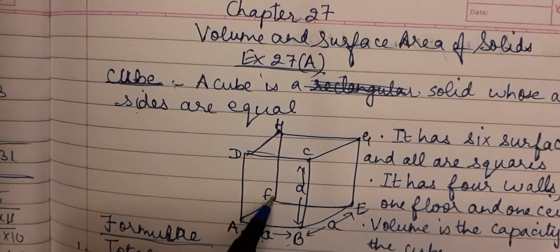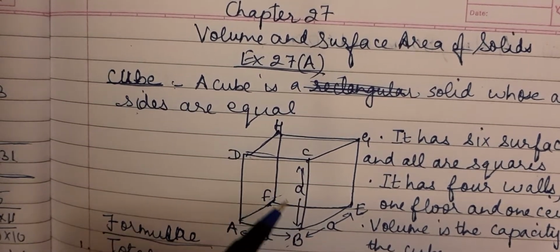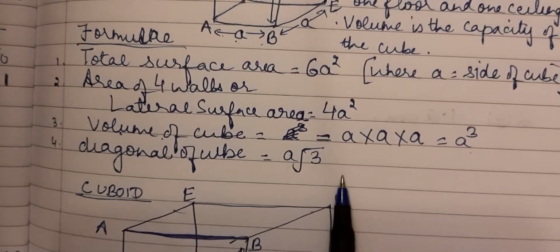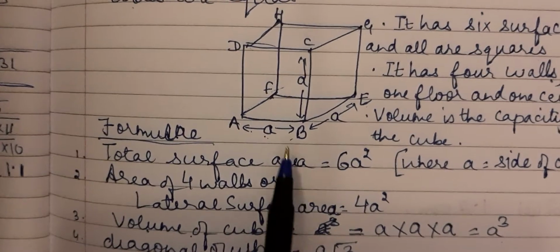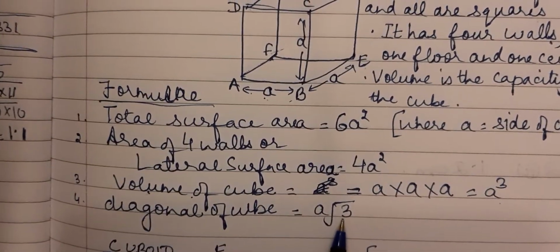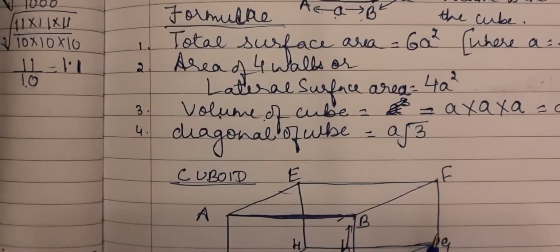You can also say FC. They are the diagonals of the cube, and the formula is a under root 3. So this formula you have to learn for the cubes in order to solve the questions.